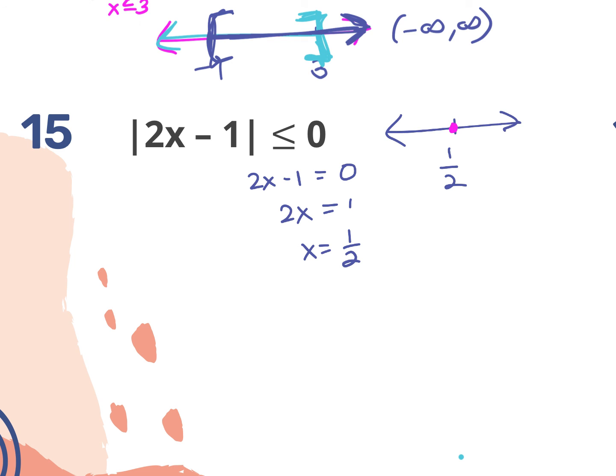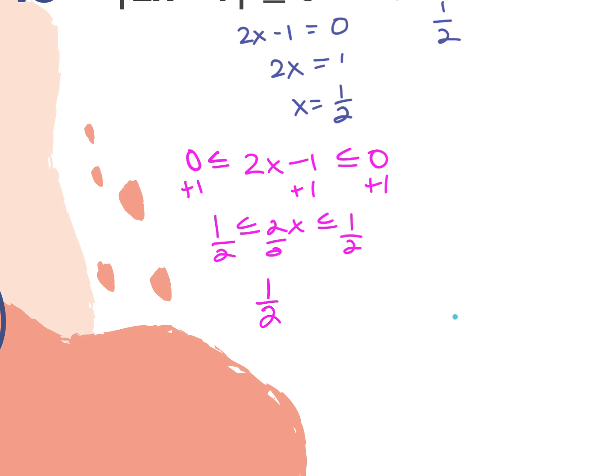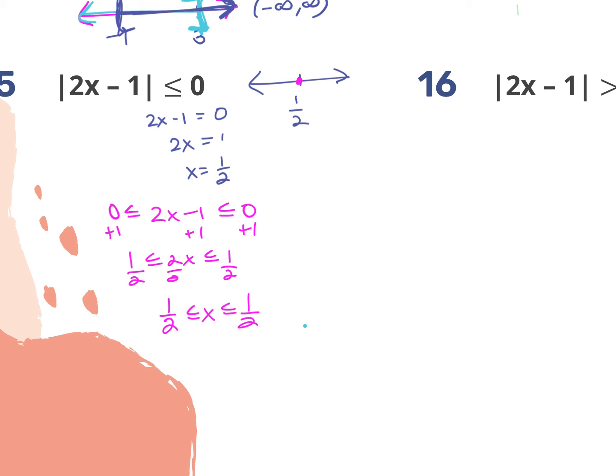If you don't catch it, 0 less than or equal to 2x minus 1, less than or equal to 0, add the 1, add the 1, add the 1. Divide by 2. And because it's or equal to, that is the only value that works. If it was less than and not less than or equal to, it would be no solution. The equal to is the only reason that there's a solution.